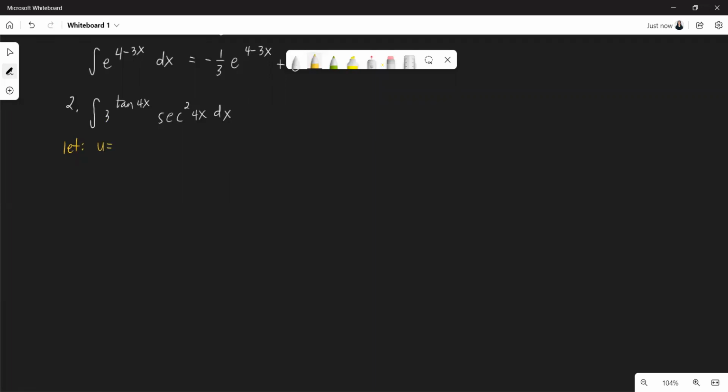If the constant is in the base of the expression, it's an exponential function, so the variable is in the exponent. So let u be equal to tangent of 4x, and then du is the derivative of tangent of 4x, which is secant squared of 4x in terms of x. But we have the 4x here, so we need to multiply the secant squared of 4x with the derivative of 4x, which is 4. So it's 4 secant squared of 4x.